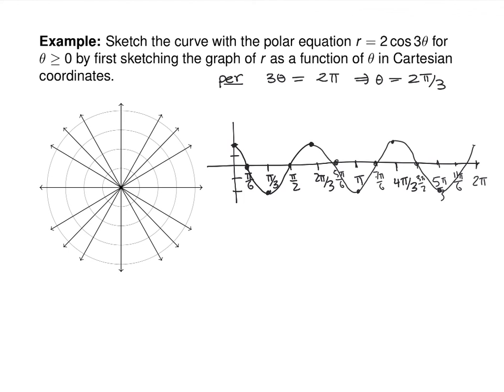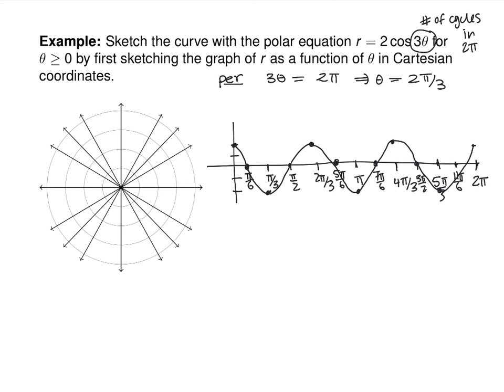One thing to notice is that the number that's with the theta is the number of cycles in 2 pi. In the previous example, that number was a 2, and we had 2 cycles within 2 pi. In this case, that number is a 3, and we have 1, 2, 3 cycles in 2 pi. So just as a trick to help you remember, that's always true.